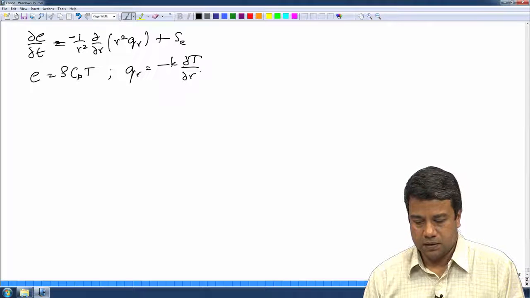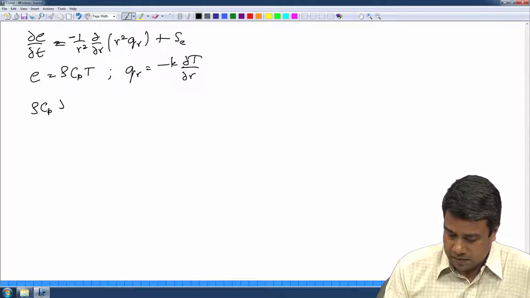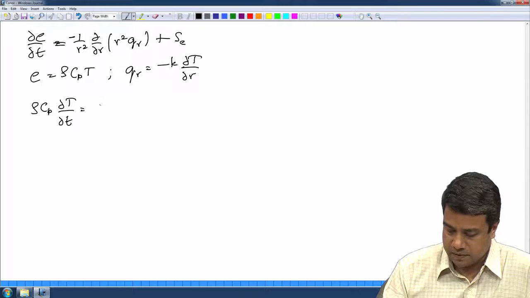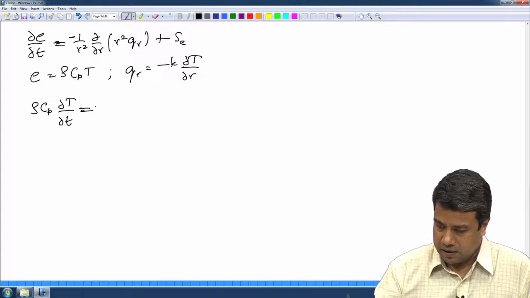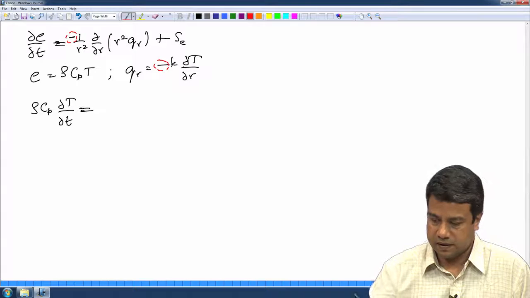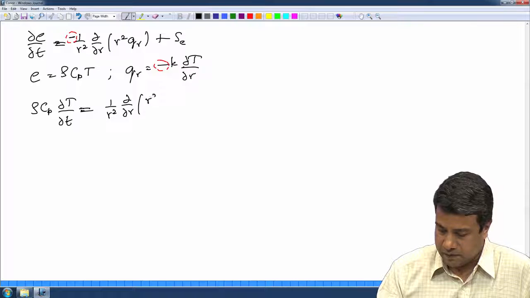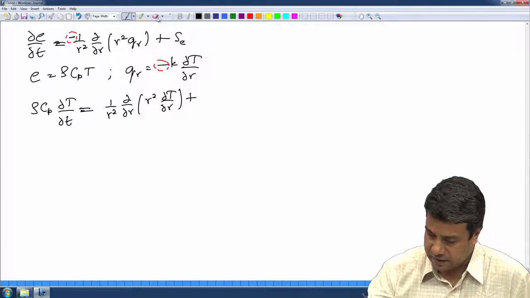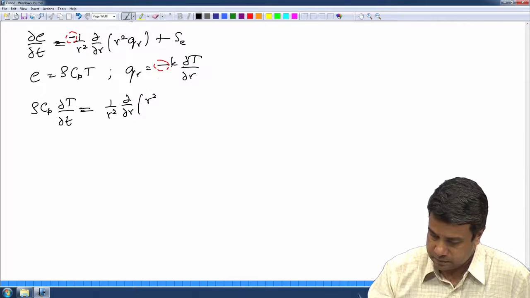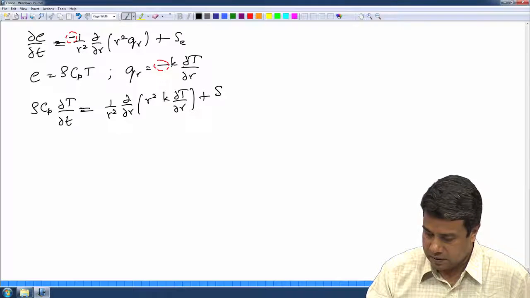Okay. And if rho and Cp are constants, I will just get rho Cp partial T by partial t is equal to, I have two negative signs here, one in the equation and the other in the expression for the heat flux. So, these two will give me a positive. I will get 1 by r square d by dr of r square dT by dr, I am sorry, I should have a k there, plus the source.